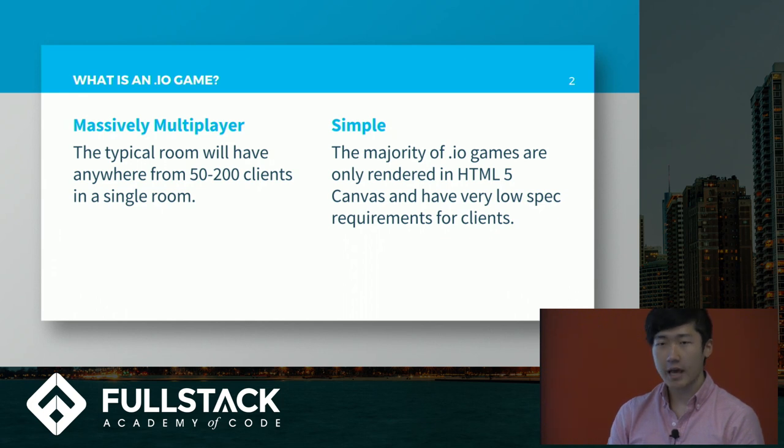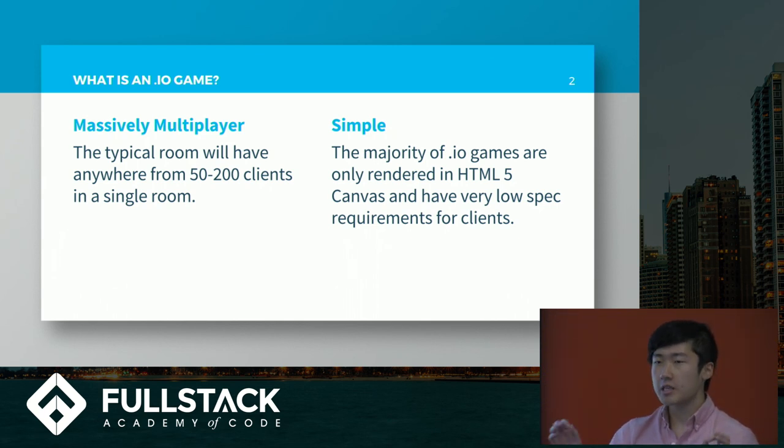And secondly, they have to be simple. The majority of .io games are only rendered in HTML5 canvas, and that's it. No WebGL, no 3D rendering, it's just canvas, images, and text. And this allows for very low-spec computers to run them. So anything from 5-year-old mobile devices to 15-year-old laptops can all run .io games. And with these two factors together, .io games are able to become extremely viral, passed around, thrown around, started, and finished very easily.